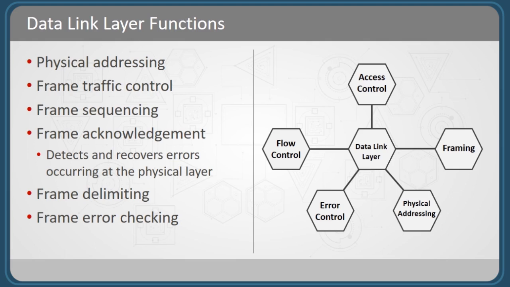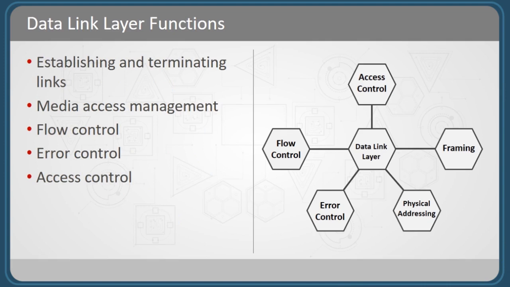There are several other functions happening at this layer. Physical addressing, which we did talk about, and again, that is also known as the MAC address. But also frame traffic control, frame sequencing, frame acknowledgement, again, detecting and recovering errors occurring at the physical layer. Frame delimiting, again, identifying the start and the end. And frame error checking, that checksum process. So we're starting to see much more control over the transmission itself, as opposed to just the physical layer where it's just send out a bunch of ones and zeros.